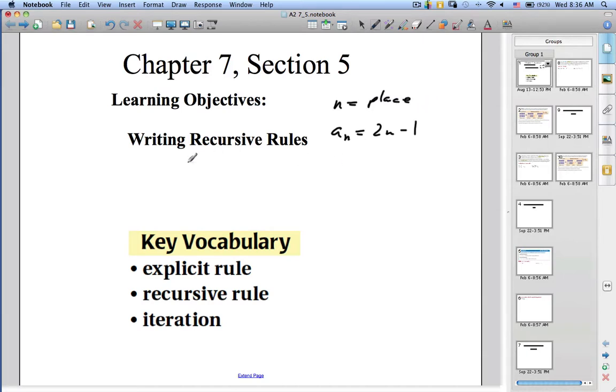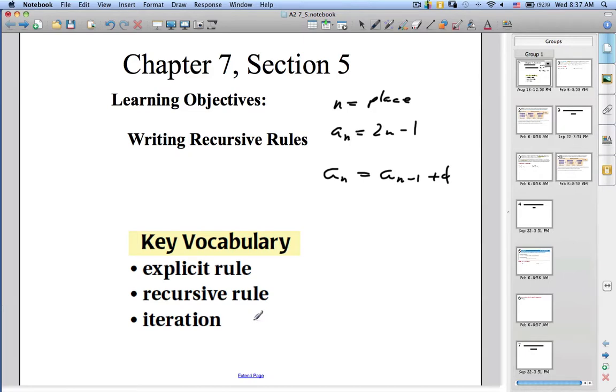When we start talking about a recursive rule, recursive means you're looking backwards. So we're talking about relating a term to the term before it. Instead of writing a rule that allows us to find a term based on knowing its place in the sequence, we'll be able to find a term based on knowing the term before it. So this is what an explicit rule is. This is your vocabulary. This is what a recursive rule is.